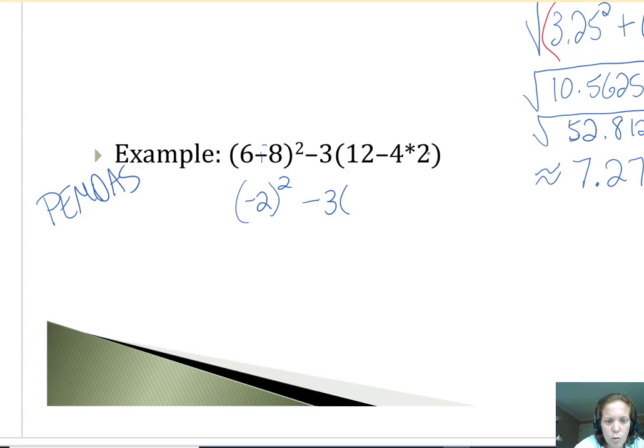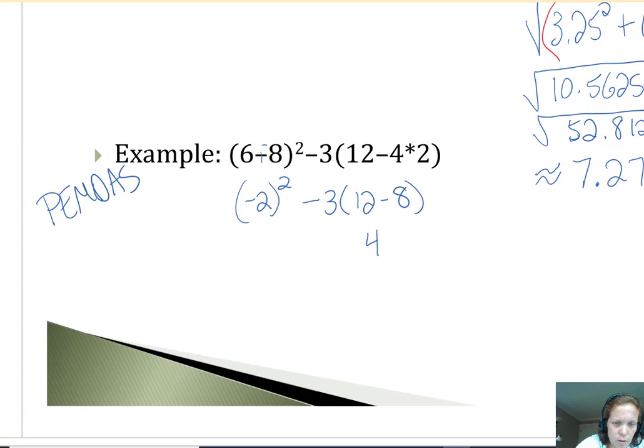12 minus 4 times 2. Now, even within here, I have to follow order of operations. So within the parentheses, there's no exponents, but multiplying and dividing need to be done first. So first, I need to do 4 times 2 is 8. So then I still have within the parentheses, 12 minus 8 is 4.